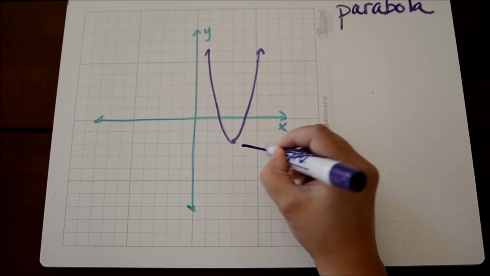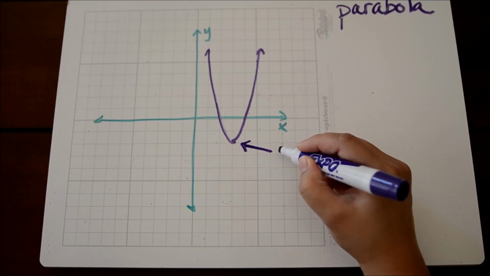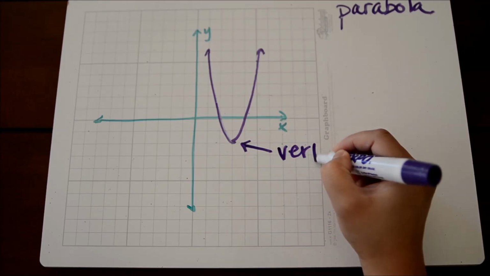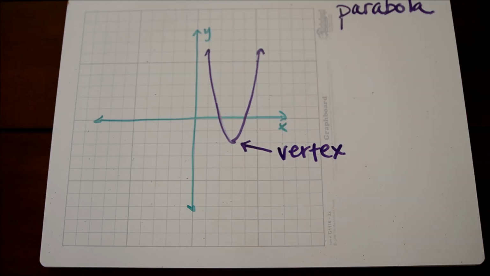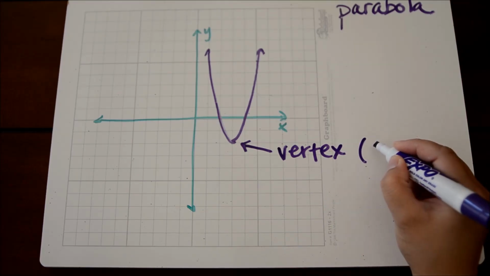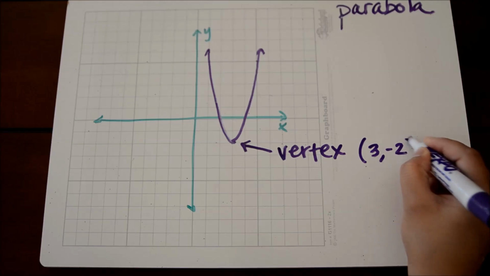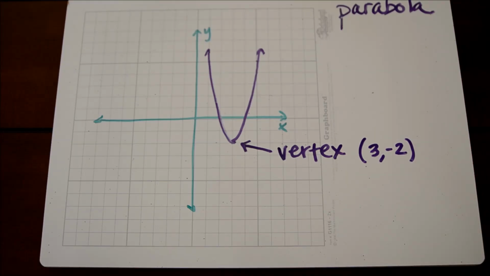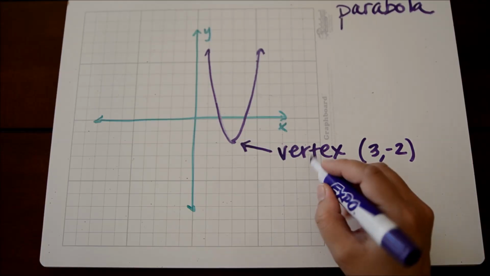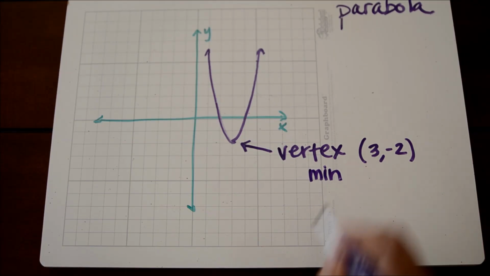And this point right here is called the vertex. This is either going to be the highest point on your graph or the lowest point on your graph. And this point happens to be at (3, -2). Since this is a low point on our graph, we would also call it a minimum value, or we often call it a min.